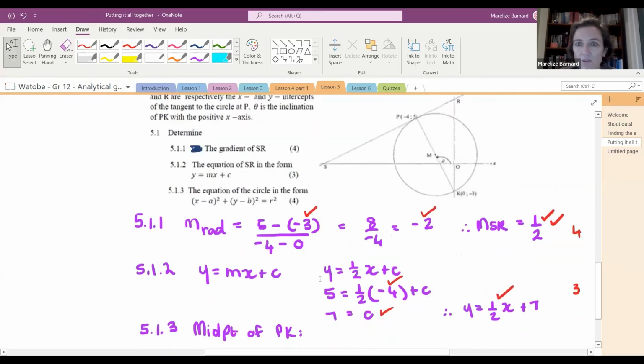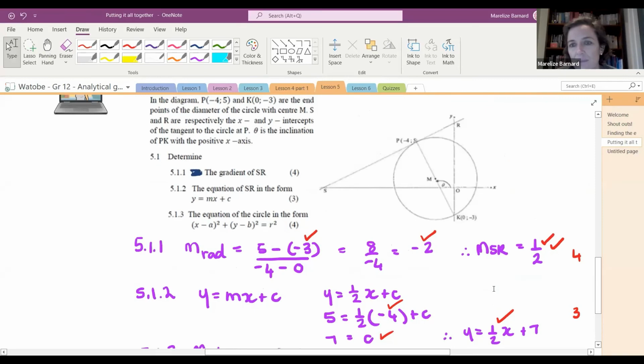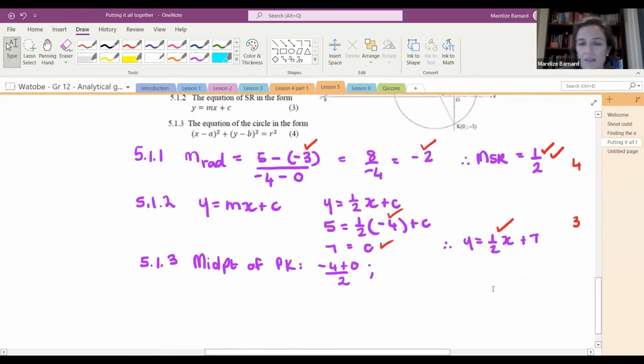for our x coordinates, we're going to go minus 4 plus 0 over 2. We're just doing the midpoint of PK. 5 plus minus 3, so that's minus 3 over 2. That gives me minus 4 over 2 is minus 2 and 1. Okay, so that is actually going to be the center of my circle.